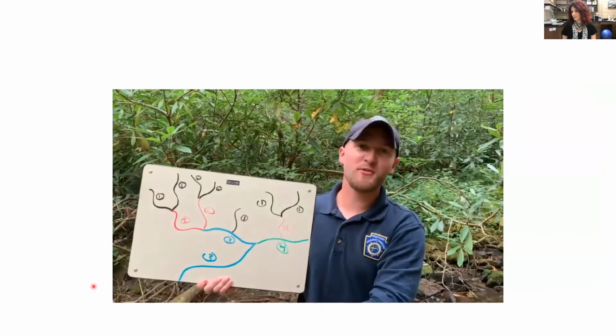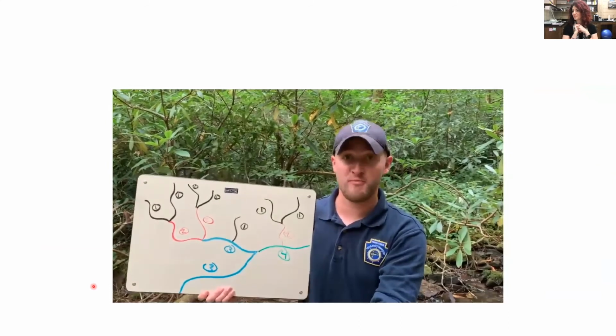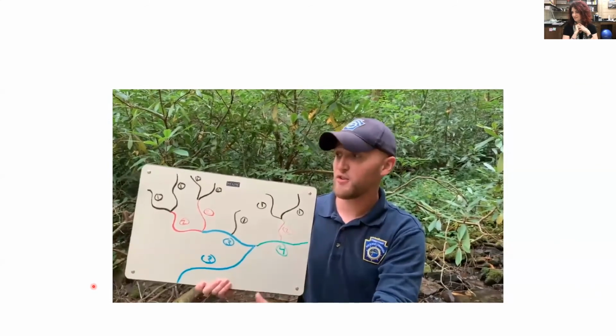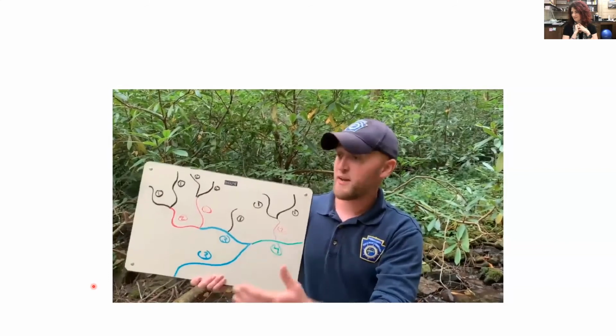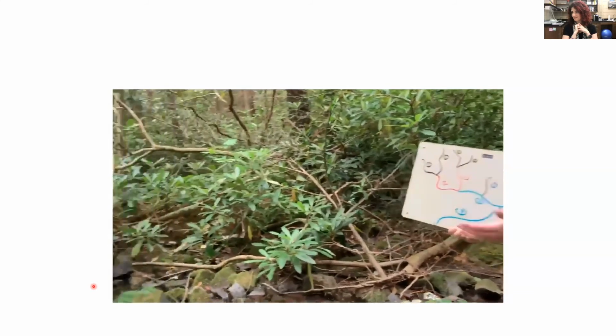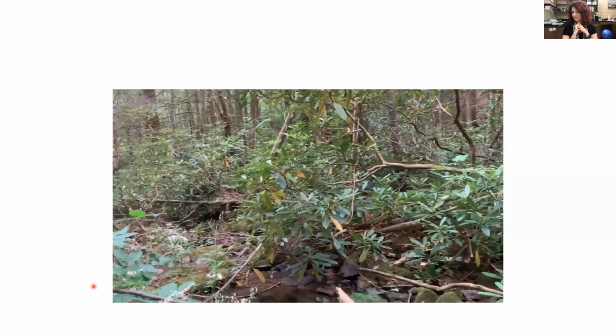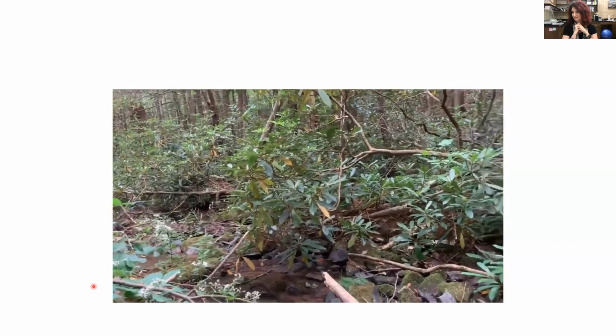Hello, I'm Cody Whipple with the Pennsylvania Fish and Boat Commission. Today, I'm going to introduce you to stream order. I'm currently in a first order stream right now. Oftentimes, first order streams flow through heavily wooded areas. You can see I have a lot of rhododendron around me right now, which helps to cast shade on the stream year round, helping keep that water cold and clean.